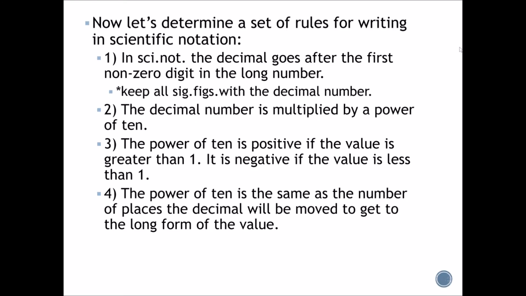So here are your rules for scientific notation. Number one, in scientific notation, the decimal goes after the first non-zero digit. That is going to be called the coefficient. Number two, the decimal number is multiplied by a power of 10. Three, the power of 10 is positive if the value is greater than 1, and it is negative if the value is less than 1. And number four, the power of 10 is the same as the number of places the decimal will be moved to get to the long form of the value.